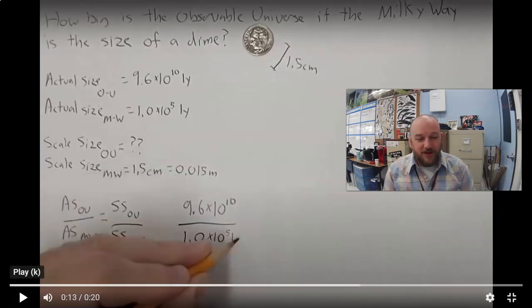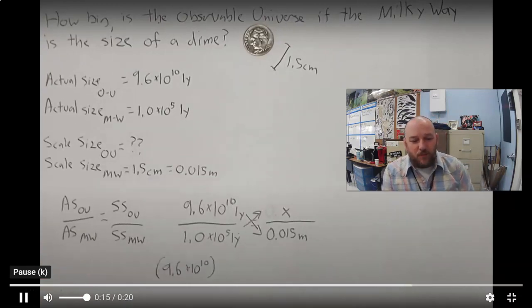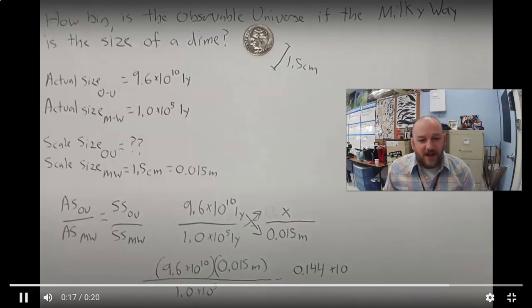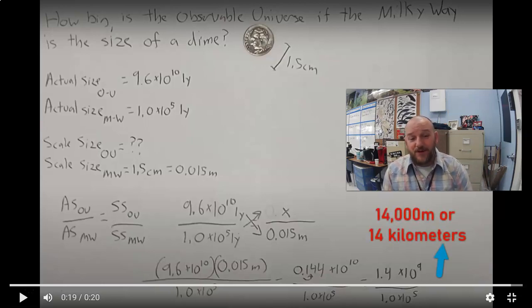And if we plug all this into an equation, again, it's the actual size of the observable universe over the actual size of the Milky Way compared to the scale models. We're going to put these values in. And when we plug through the math, we do some cross multiplying, moving some stuff around. And what we find is that if we shrunk the Milky Way down to the size of a dime, the observable universe would be about 1.4 times 10 to the 9th over 1.0 times 10 to the 5th. And if we do a little bit of math there, that's about 14,000 meters, or 14 kilometers.